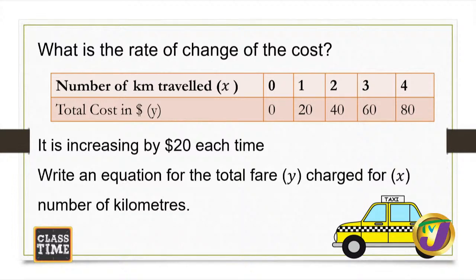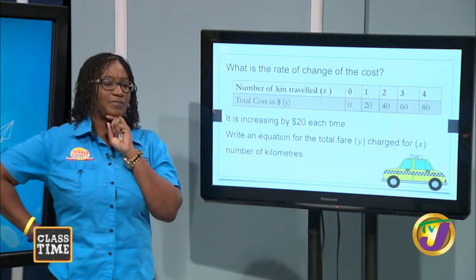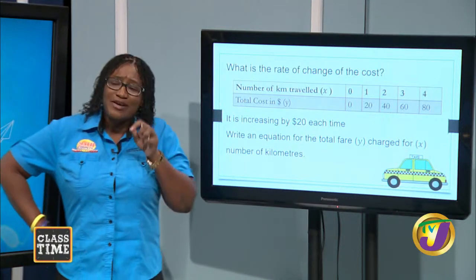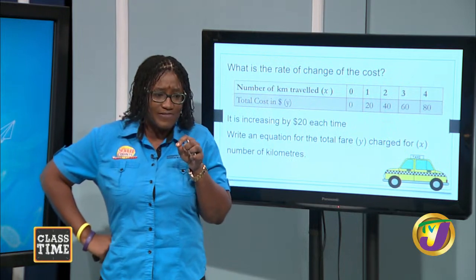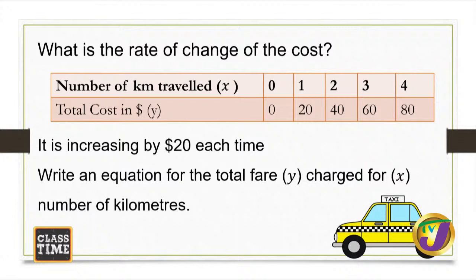So, Richard, I'm looking at this, and I heard you saying earlier that it's increasing by $20 each time. Yes. And I'm also looking at the table, and I'm seeing that for 0 kilometers, we pay $0. I think I know the equation. Students, do you have it written down? I hope they do. So let's bring it up on screen for them. So it's y equals 20x. Did you get that? I know they did.